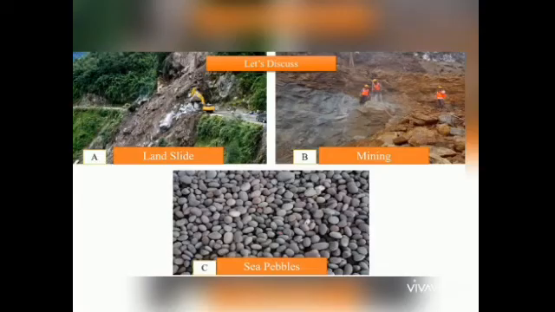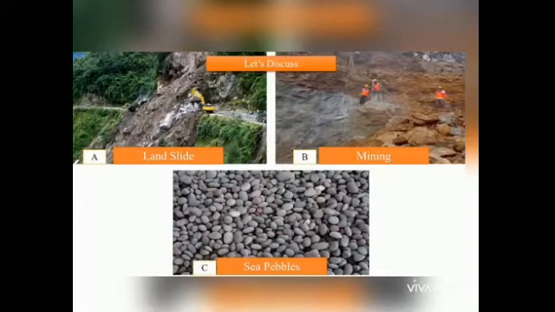Observe the pictures given in figure 7.1 on page 40. What do you see? Yes, you're right, boys. Figure A is showing you a landslide. Figure B is showing mining, and figure C is showing you sea pebbles.